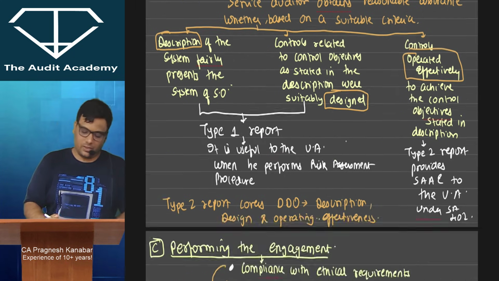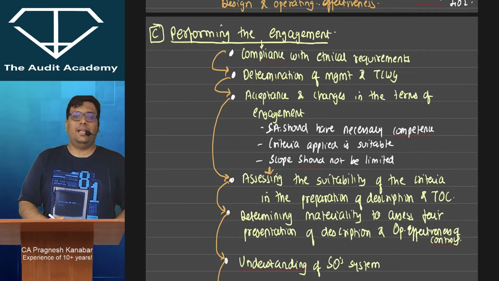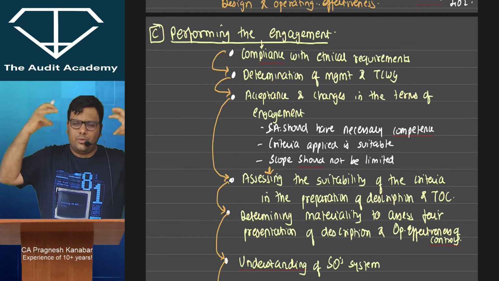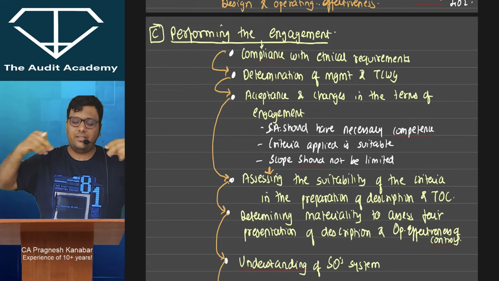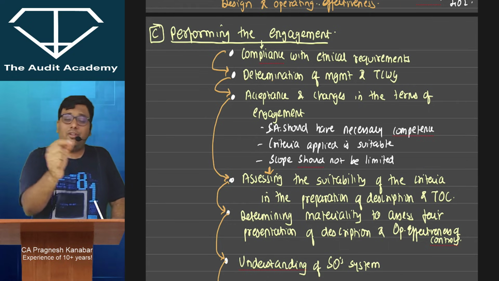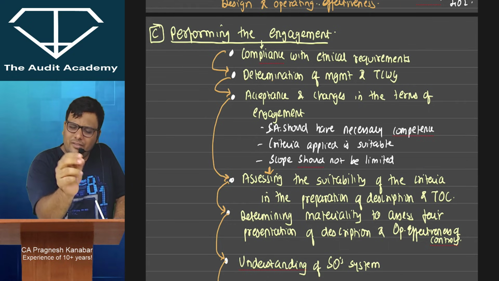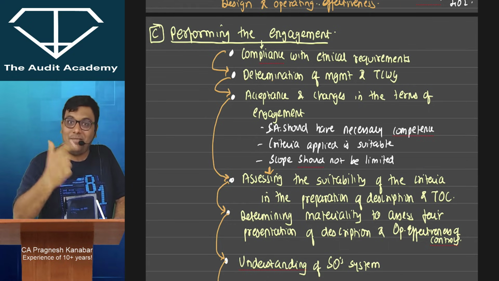Now everyone over here, long list. Who are you? Come on. You are the service auditor appointed by the service organization to provide reasonable assurance on the description of the system, whether it fairly presents the system of the service organization, on the design of the controls, whether they are suitably designed or not, and the operating effectiveness of the controls. Yes sir. Come on, learn these wordings.